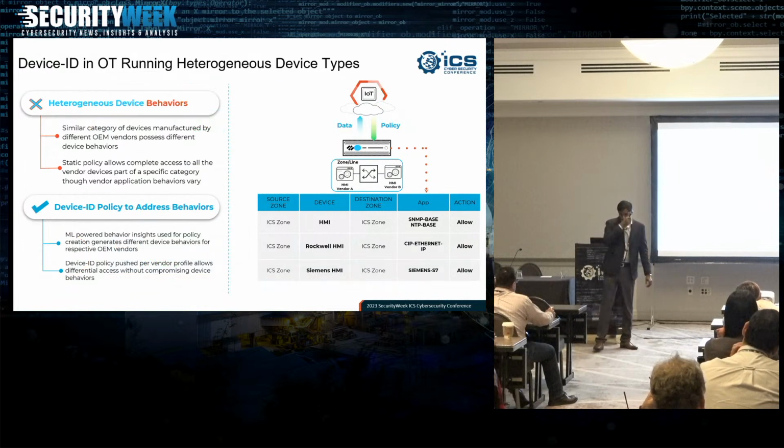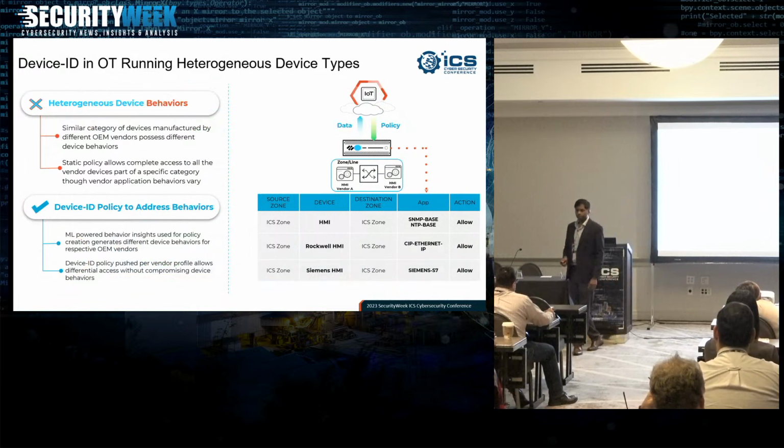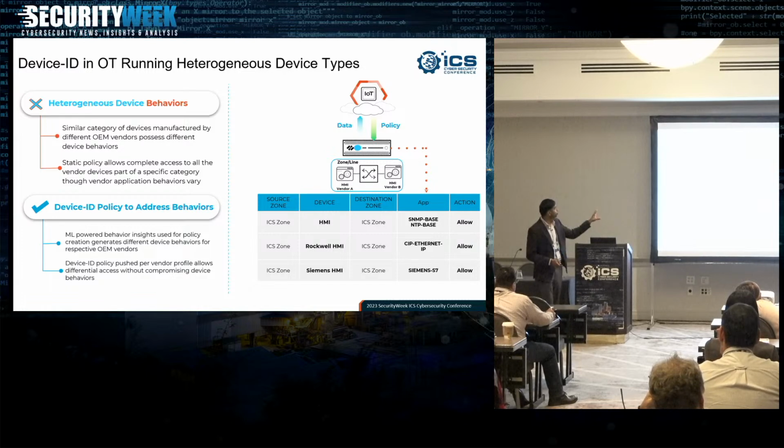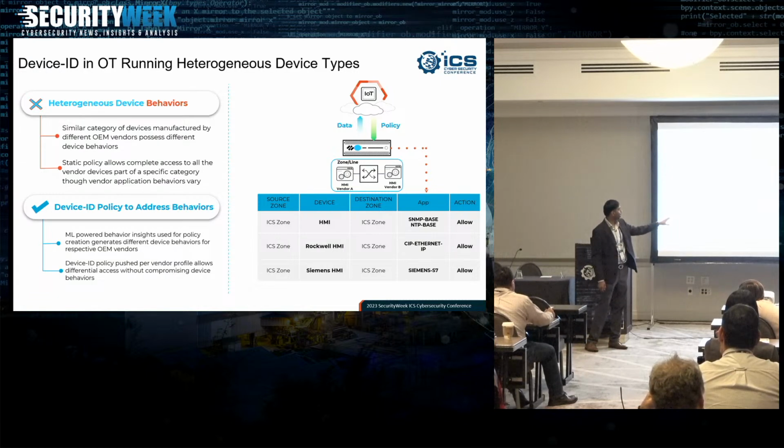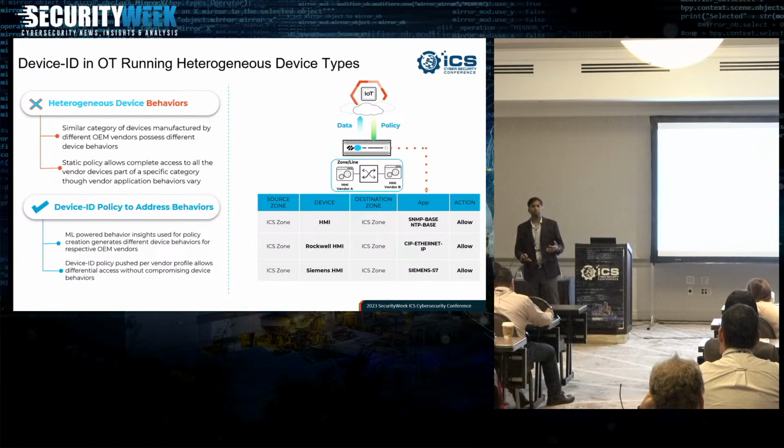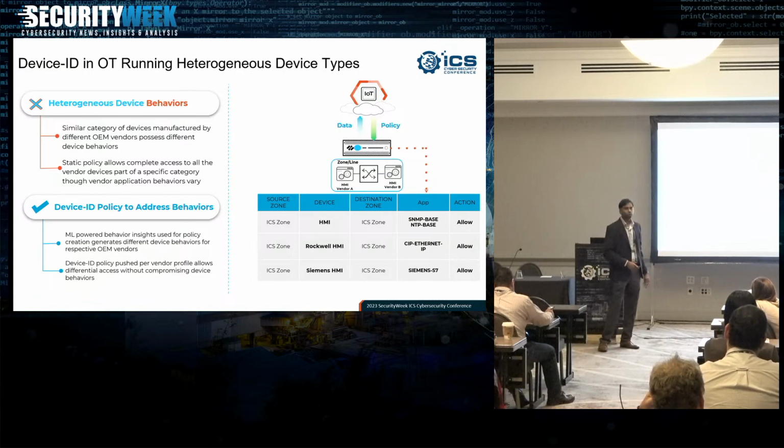So let's take an example of device ID and see in a heterogeneous environment how we can leverage device ID to create the policies, right? Here you can see I have an ICS zone and I have HMI devices in that particular ICS zone or line level. There are some generic applications used by the HMI devices like NTP, SNMP. We can create a policy for a generic HMI device saying that any HMI, I just want to allow access to these applications.